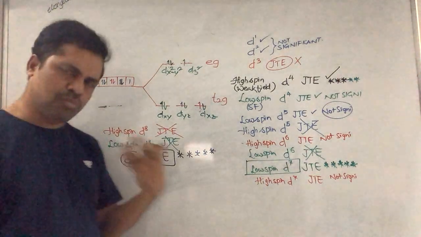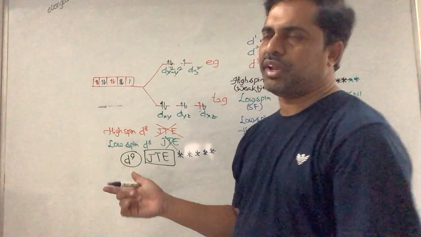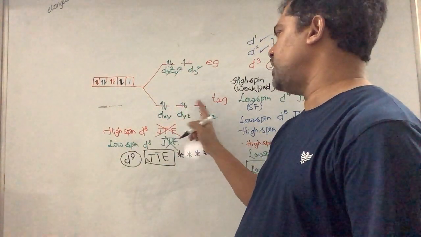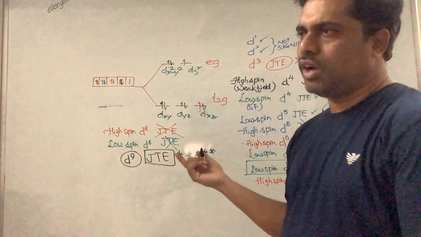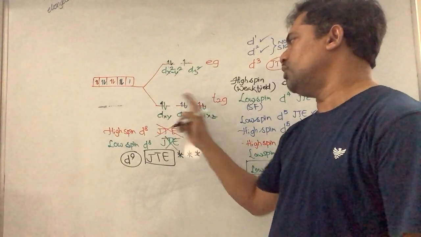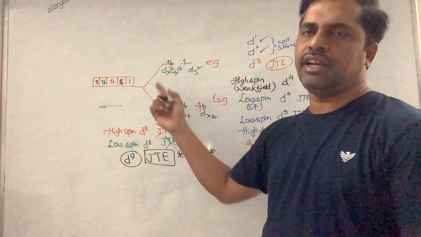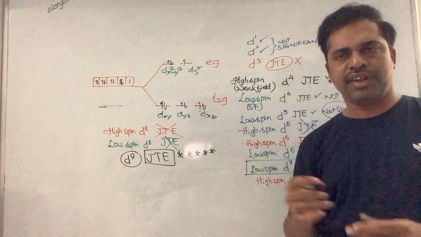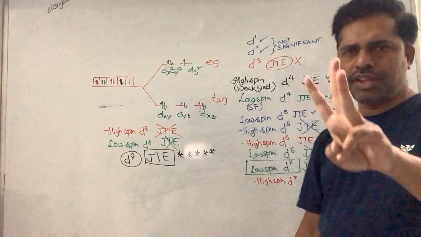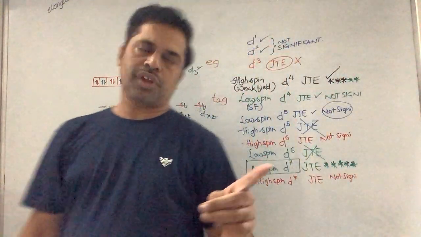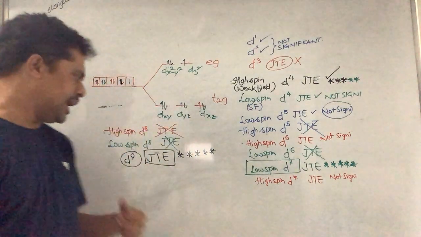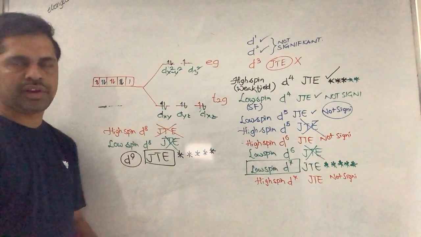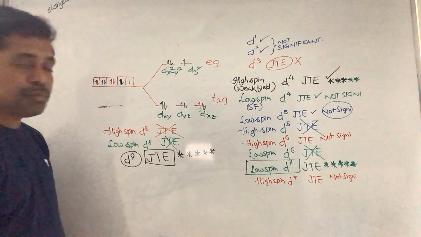For d9, high spin or low spin, there is no need to mention; in both cases it will be the same. For example, 9 electrons are there: 1, 2, 3, 4, 5, 6, 7, 8, 9, or if you go with strong field, 1, 2, 3, 4, 5, 6, 7, 8, 9. It will be the same. So the d9 configuration itself says it is going to be very effective for the Jahn-Teller effect. So only 3 points you can remember: d4 high spin, d7 low spin, and d9 any spin. What about d10?